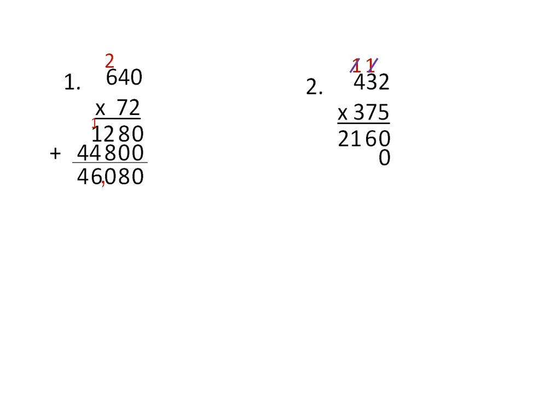So we have a 0, and then we can start multiplying by the 7. 7 times 2 is 14, carry your 1. 7 times 3 is 21, plus 1 is 22. 7 times 4 is 28, plus 2 is 30. Now we have a 3 in the hundreds place, so we need 2 zeros. And then start multiplying by the 3. 3 times 2 is 6, 3 times 3 is 9, 3 times 4 is 12.